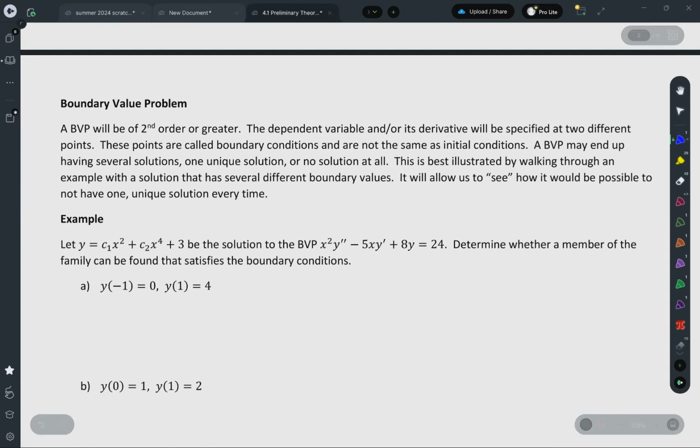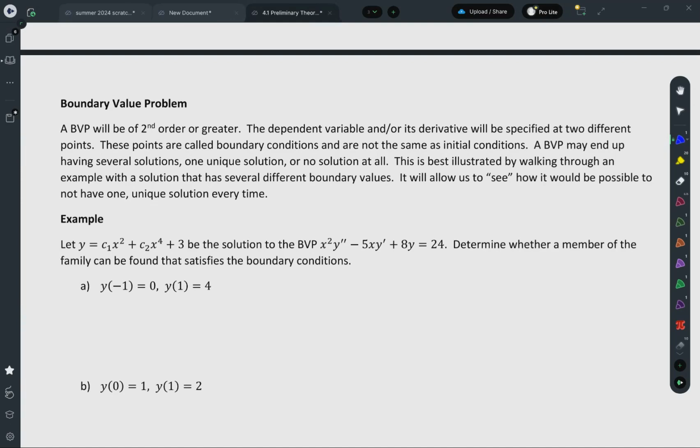Boundary value problems are very similar to initial value problems, although also quite different at the same time. So a boundary value problem will be of second order or greater. The dependent variable, that's for us typically y, and or its derivative will be specified at 2 different points. These points are called boundary conditions and are not the same as initial conditions. A boundary value problem may end up having several solutions, one unique solution, or no solution at all.